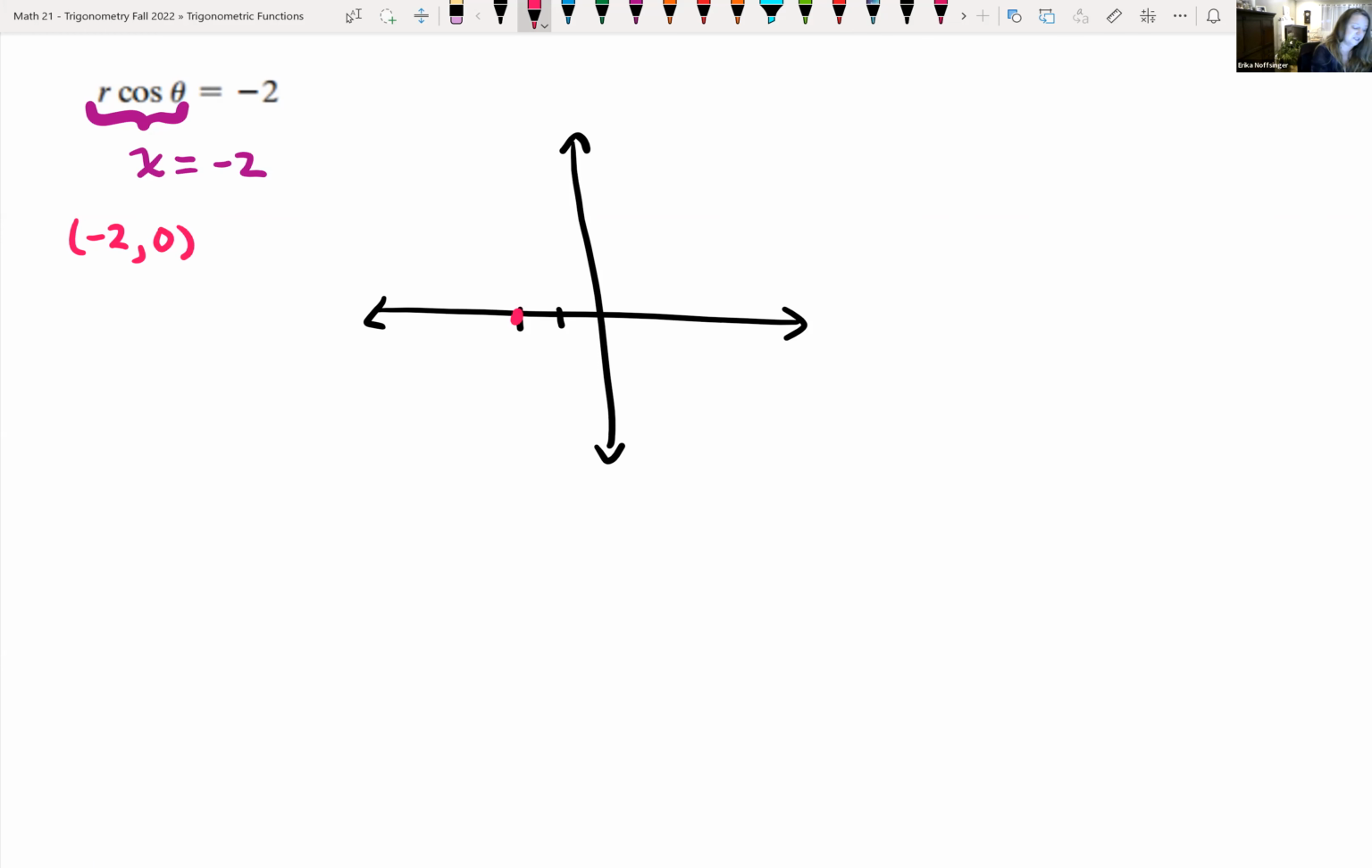So -2, 0, at -2, 1, at -2, -2. So any value I plug in for x, I'm always getting x is -2. So I have this vertical line. Again, we could, if we wanted to, just show really quickly that if we plugged in values for theta, we would get values of r that would place us on this vertical line.